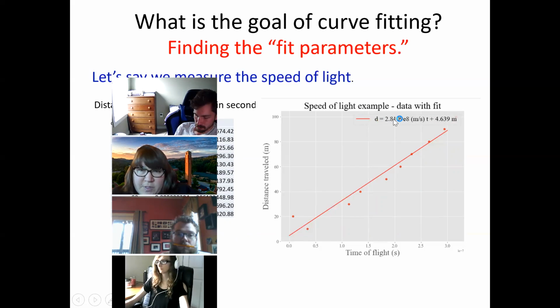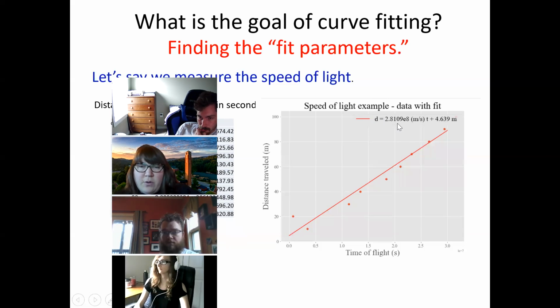You can see there's a pretty big difference. We have 2.8109 here and 2.912 times 10 to the 8 meters per second. So our average and our fit calculated speed of light are very different. That's because our fit calculated speed of light takes into account all the points at the same time and finds the best number considering all of them together.